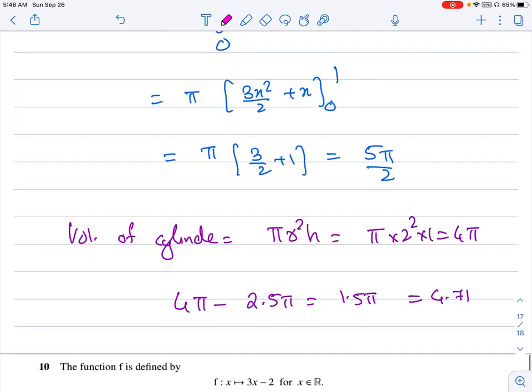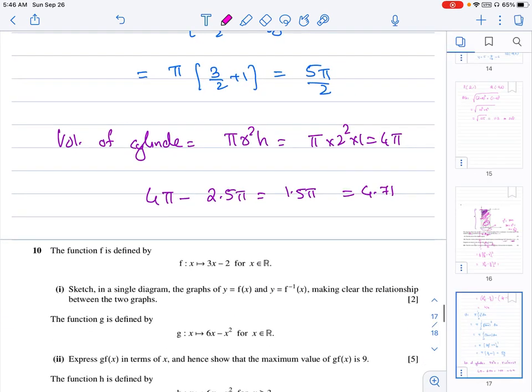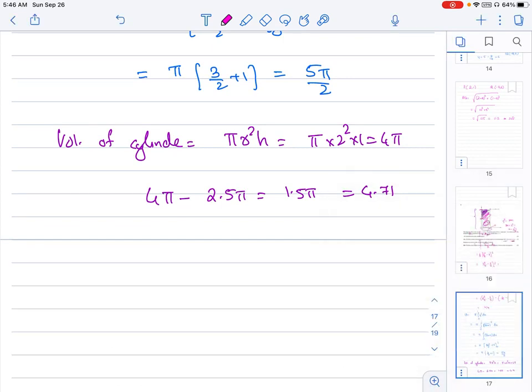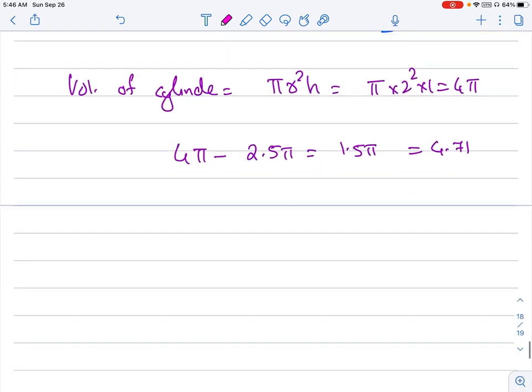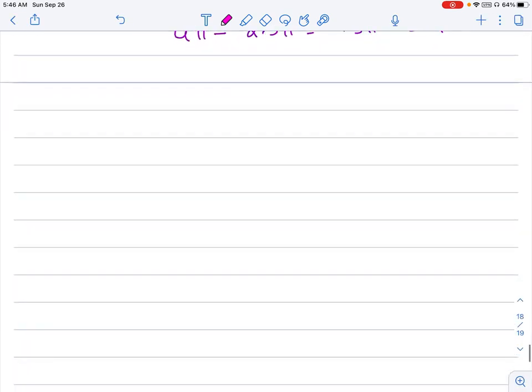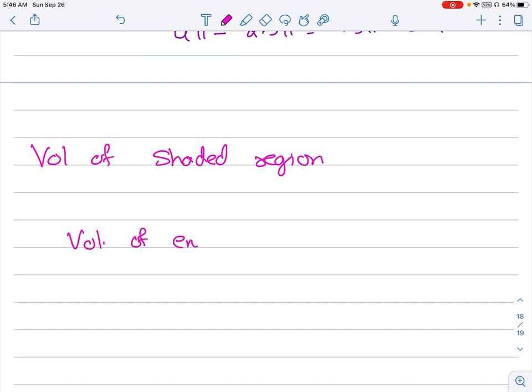So let me write it out neatly and clearly over here. Maybe I went faster, so I'll do that again. Volume of shaded region. For the shaded region, what I should do is take the volume of the entire shape.